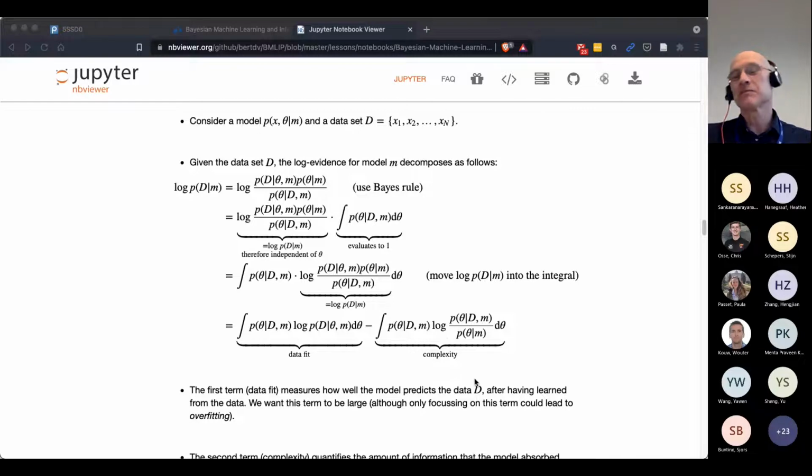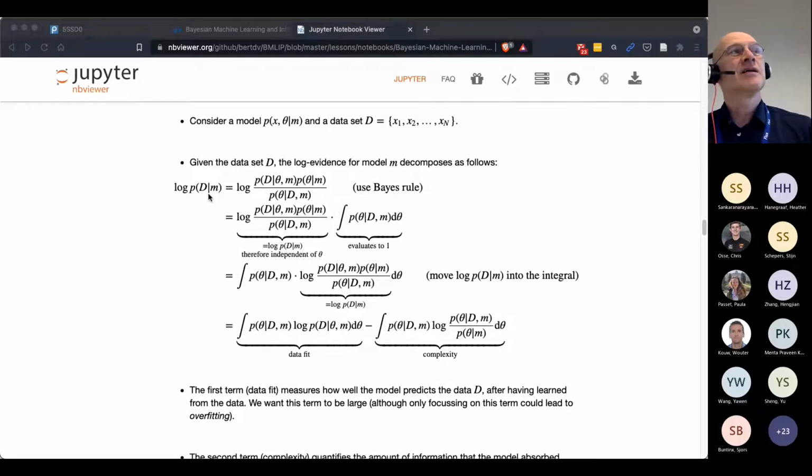So this nice trade-off is a good interpretation of what Bayesian evidence is, and why it is a good measure for scoring how good a model is. Notice, however, that the evidence of a model is not a function of its parameters.